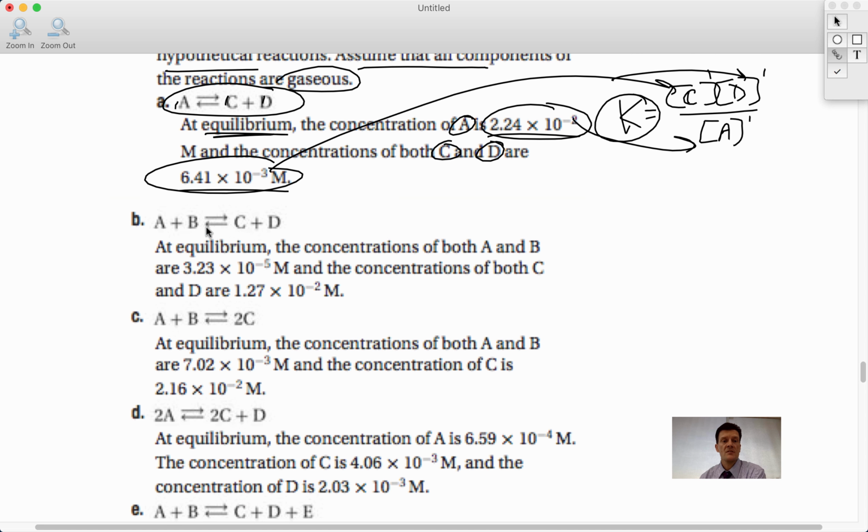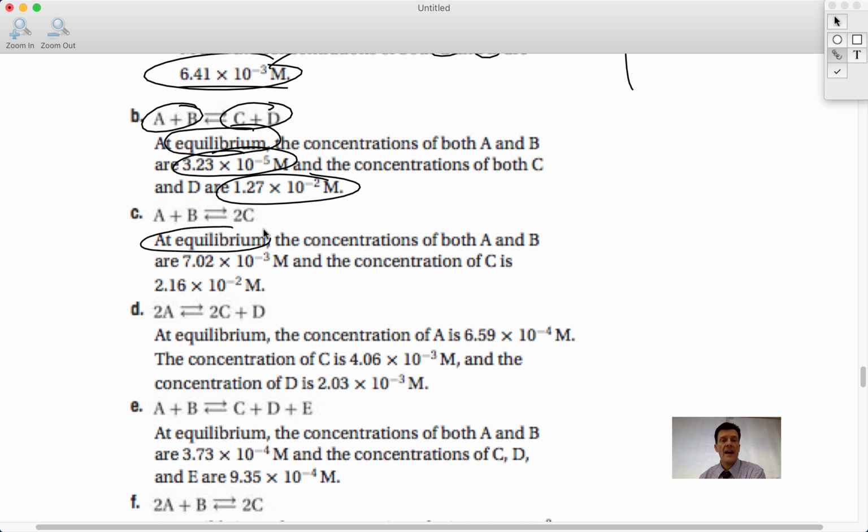Same thing here. This time you have two products, two reactants. You are given the concentrations for A and B at equilibrium. It's important that this is at equilibrium. You only find the K value at equilibrium, using the concentrations at equilibrium. And then C and D are both that, so you plug those in and evaluate.